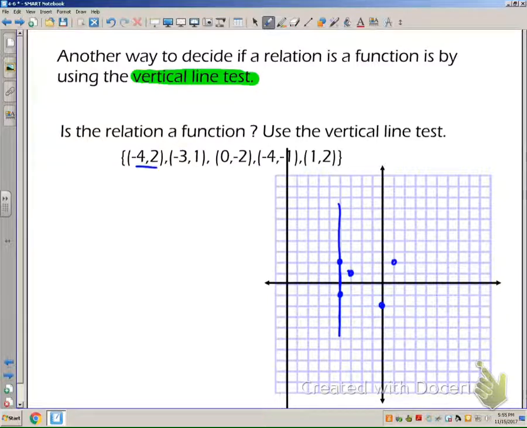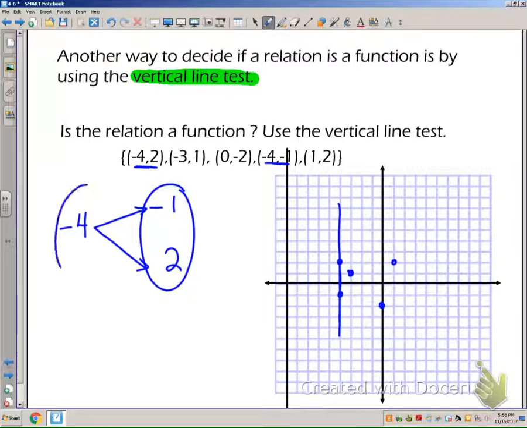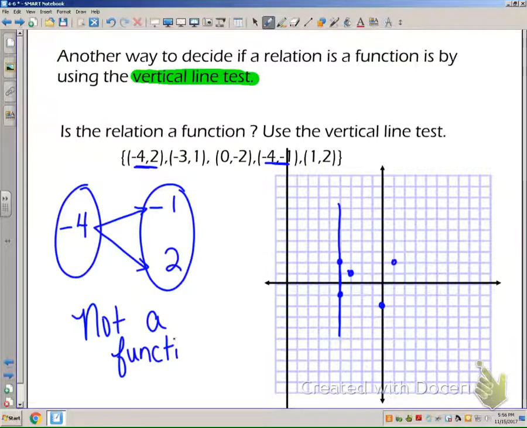And the way I can look at this, looking up here, -4 is paired with 2 different y values. If I was looking at the mapping, I would have -4 over here under the domain, and I would have -1 and 2 over here under the range, and it would be getting mapped to 2 different values. So it would not be a function. Not a function when one x is paired with 2 different y's.